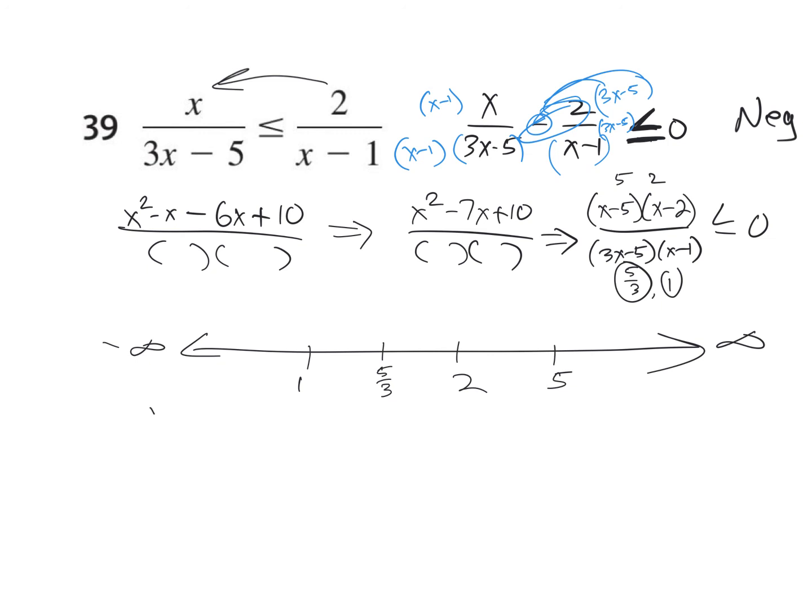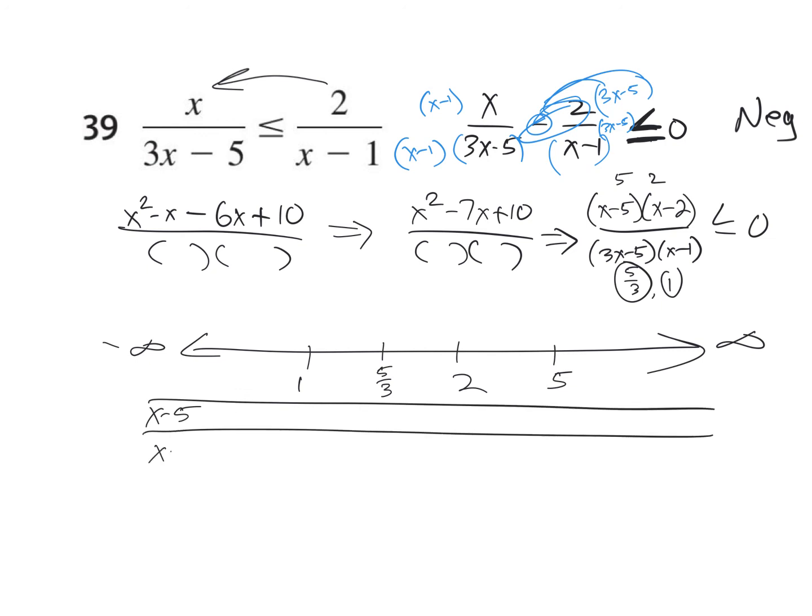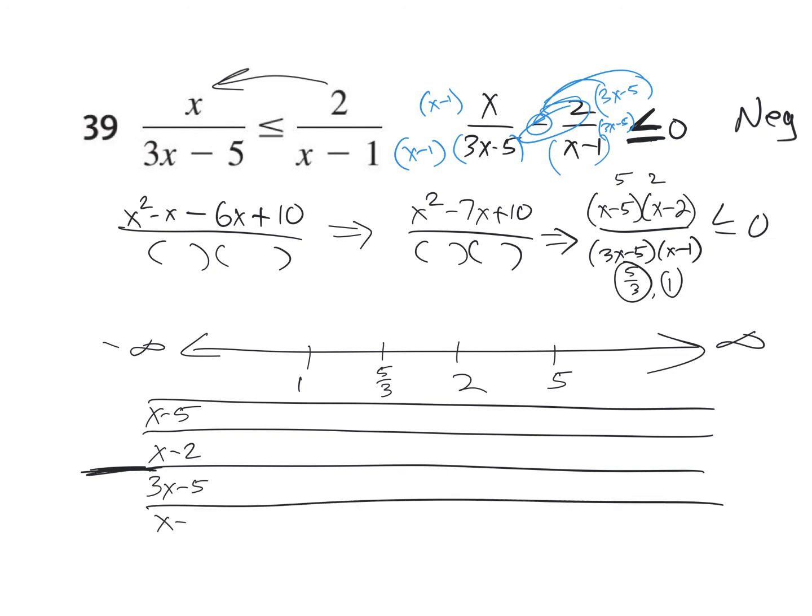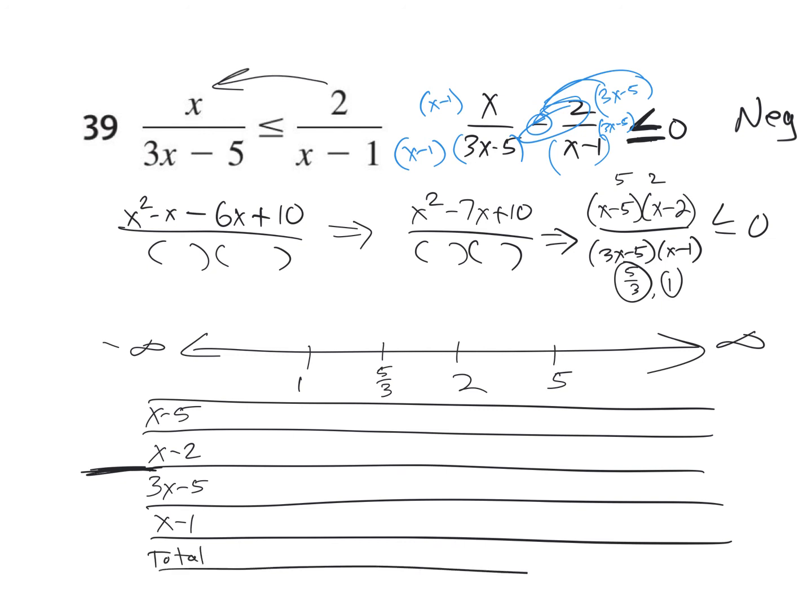Now plug in all your factors. X minus 5. Okay, x minus 2, that's all your numerator. So we'll just make a little dot here, that's our numerator. And then 3x minus 5 and x minus 1. And our final total value.